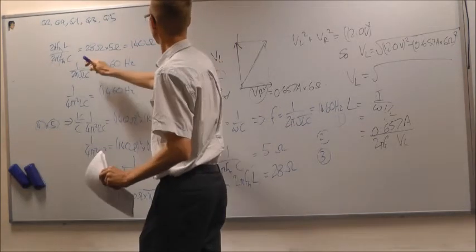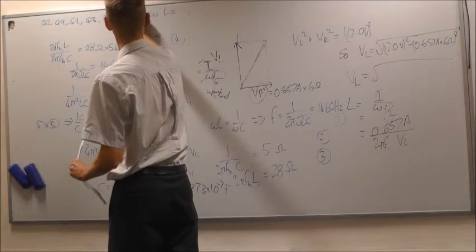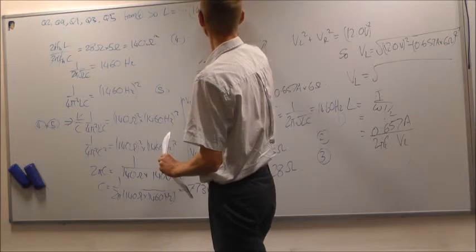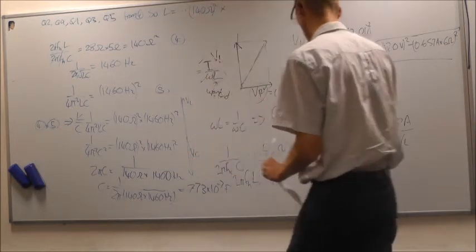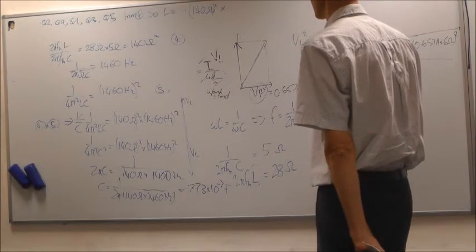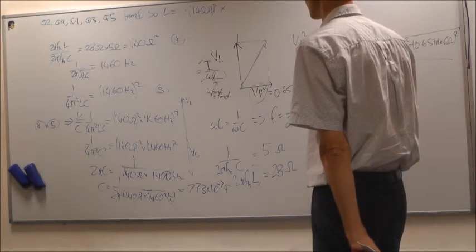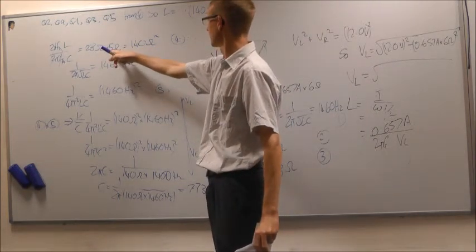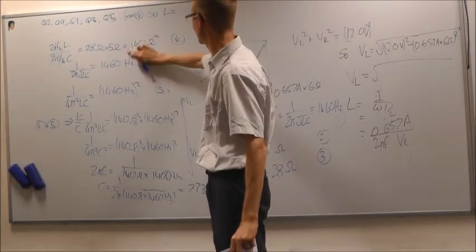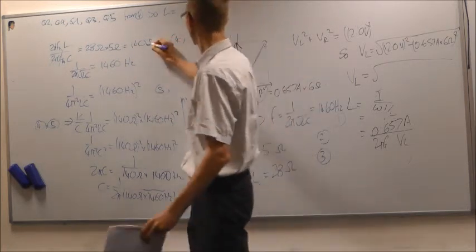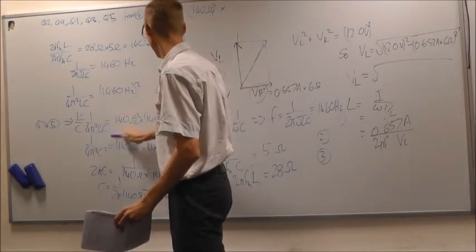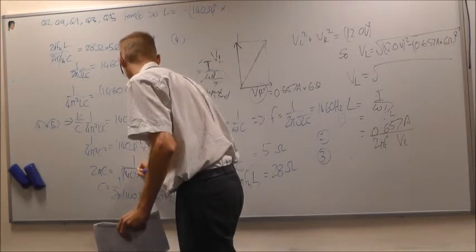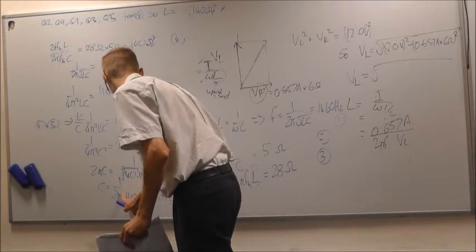So L equals from 4, 140 ohms all squared times, I messed that up, haven't I? I've done the square already. It's not that, it's that. 140 ohms squared, so there's no brackets there. So I have a square root of 140 there.